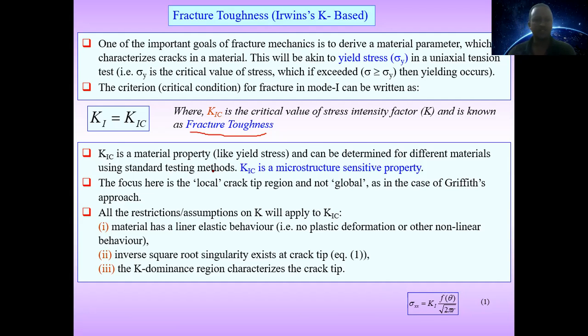As in the case of Griffith's approach, all the restrictions or assumptions on K will apply to K1C. The material is linear elastic, which means no plastic deformation or other non-linear behaviors. An inverse square root singularity exists at the crack tip, and the K-dominant region characterizes the crack effect. So sigma xx is equal to K1 over square root of 2 pi r, times f of theta.